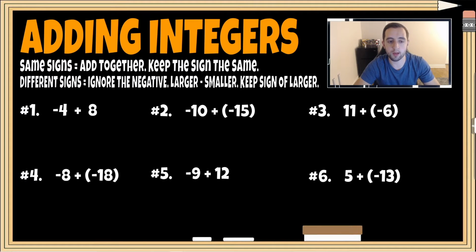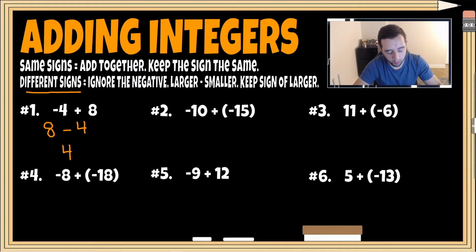So if we take a look at number one, we have -4 plus +8. One of them is negative, the other one's positive, which means they have different signs. So we're going to utilize the different signs method. First, ignore the negative sign. Which number's larger, 8 or 4? Well, 8's larger, so let's take our larger number, in this case 8, and subtract our smaller number. So 8 minus 4 is going to give us 4.